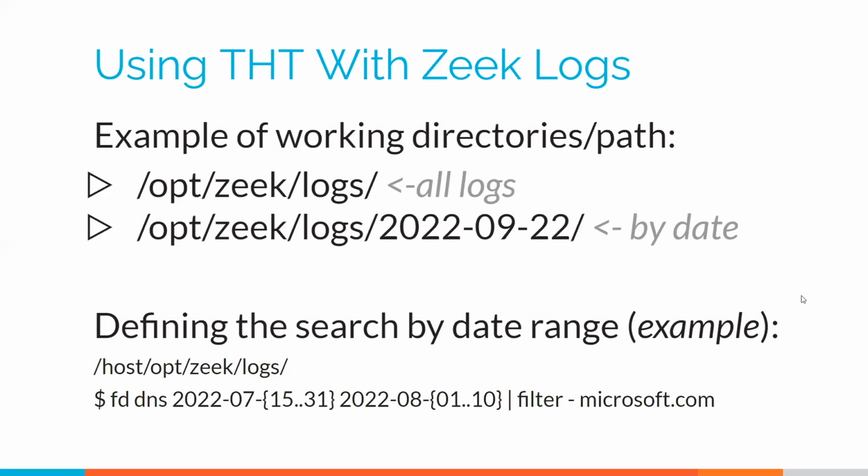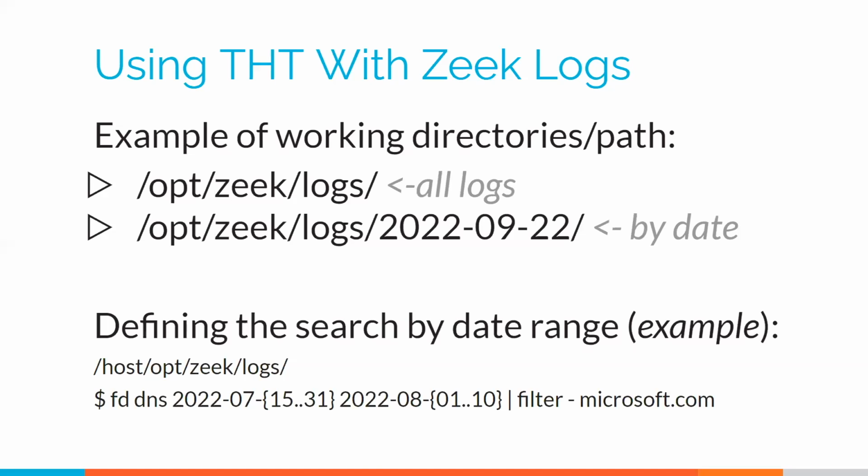As Bill was discussing, as far as where your Zeek logs are, the default with Zeek is going to be /opt/zeek/logs, and that's going to show all of the Zeek logs, where the directories are created by the date. So if you did want to look just by date, go into that particular dated directory in order to work in it. Then you can also define your search or what logs you're looking at by the command string I'm showing below.